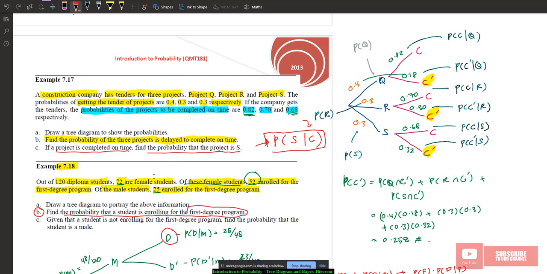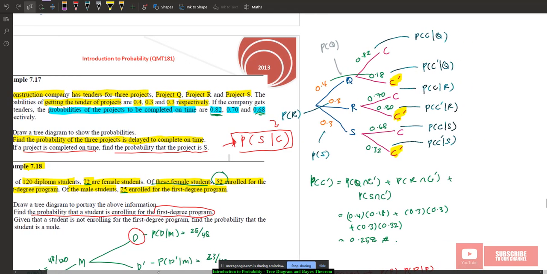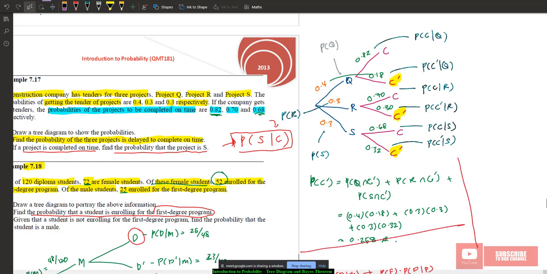If you look at this tree diagram, we don't really have the probability of S given C. So to find the probability of S given C, it should be equal to probability of S intersect C divided by probability of C.